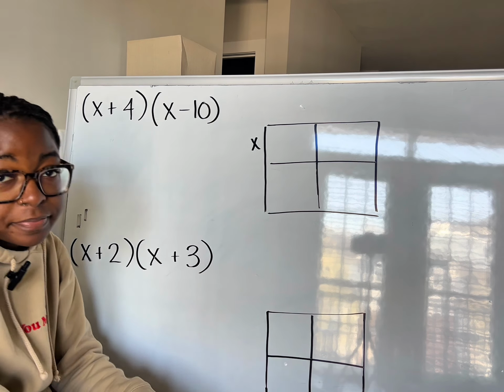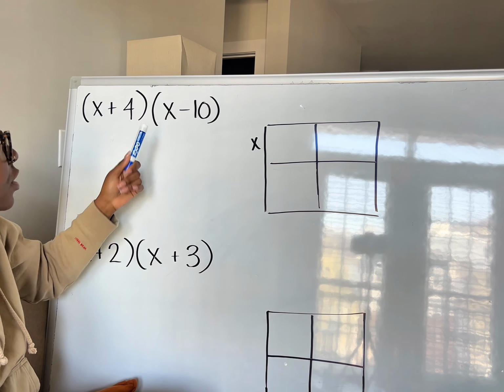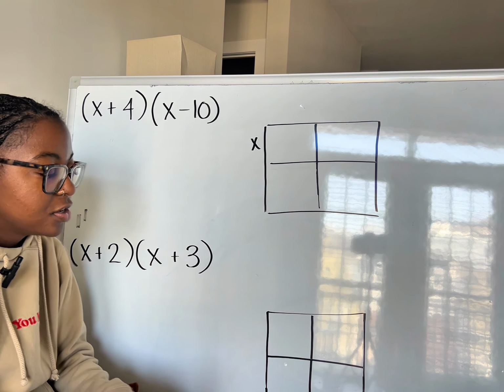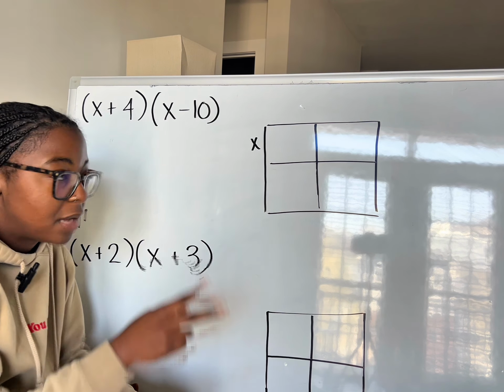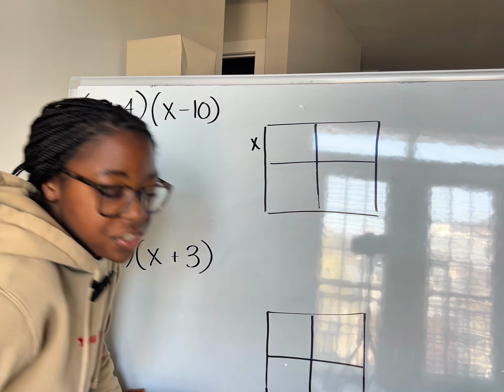This is factored form, and we're going to change it into standard form. So how we do that, there's 2 ways. I'm going to show you both ways. The first way is to just distribute.